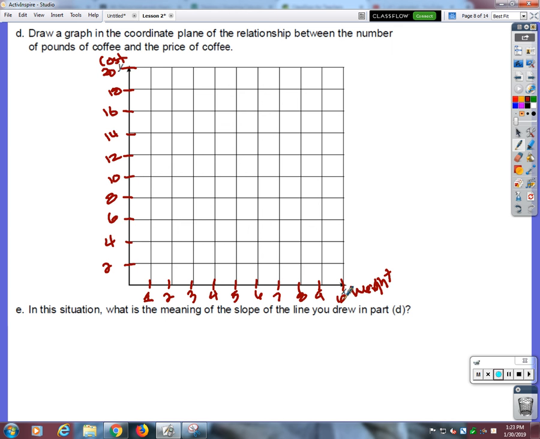Alright, so what's the point that we know? We figured out that 1 pound of coffee costs $6.32, so that's going to be somewhere there. What's another one that we know? And what is that? Oh, okay, so you just doubled it. 2 pounds is $12.64. We can fit 3 pounds on there. How much is 3 pounds?